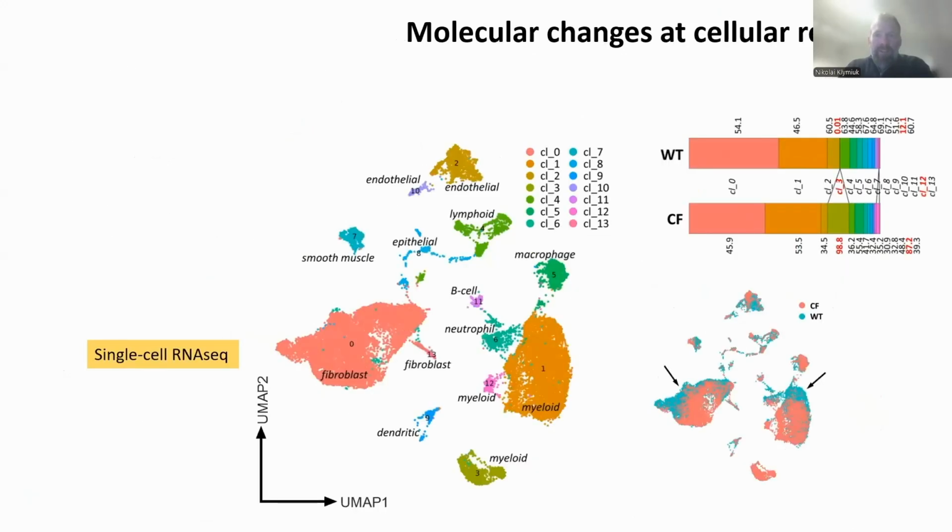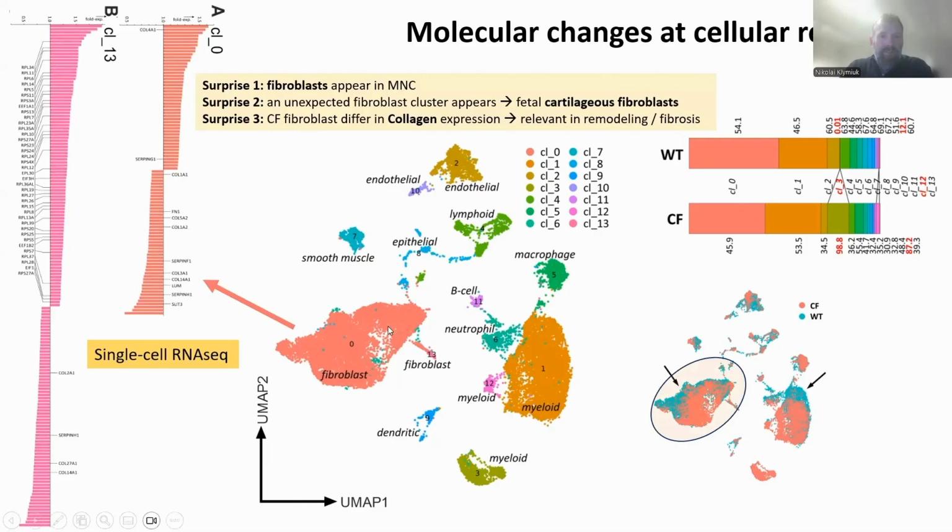When we aimed at the molecular changes at cellular resolution by single-cell RNA sequencing, we saw the appearance of quite distinct cellular patterns, and within major clusters, we again saw a different localization of CF and wild-type identities. This was particularly true in major clusters.